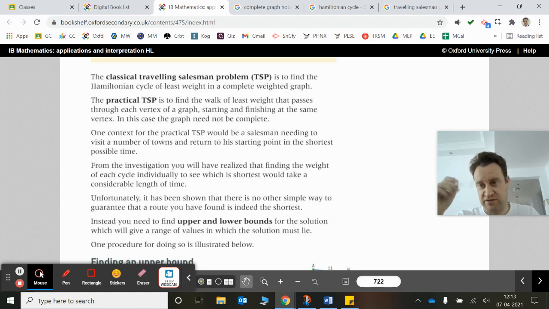In this case, that's creating a cycle. In this case, the graph need not be complete. Now, in fact, sometimes your starting point might not be the same as the end point. So it depends on the context of the question as to what they're asking. But more likely than not, you will be asked to finish at the same place as you started. And for that we have algorithms.